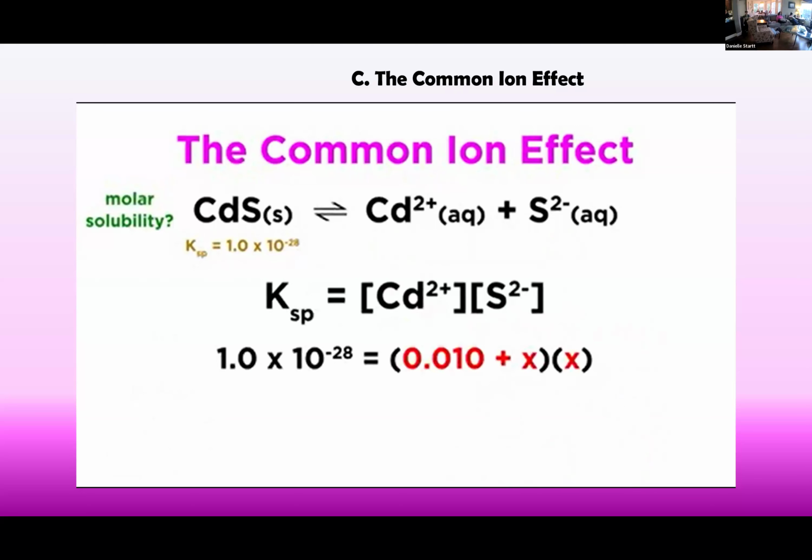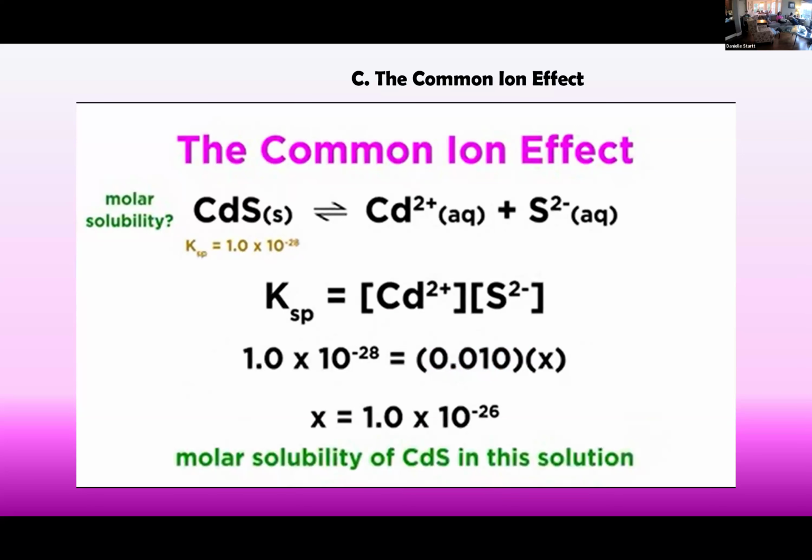We can then plug these terms into the KSP expression, like so. Now, since the KSP is so incredibly tiny when compared with the initial cadmium ion concentration, we can consider X, or the additional concentration of cadmium that will come from cadmium sulfide, to be negligible. In other words, the equilibrium concentration of cadmium will certainly round down to 0.01. So let's just call it 0.01, which simplifies the expression considerably.